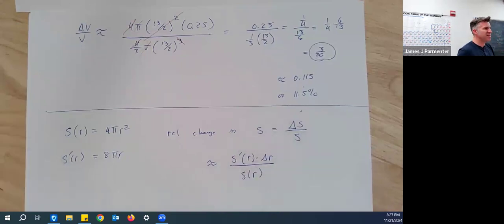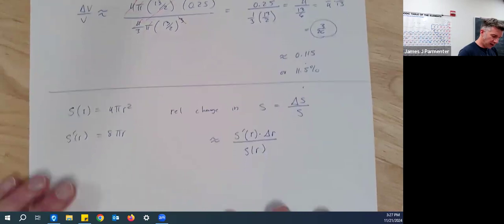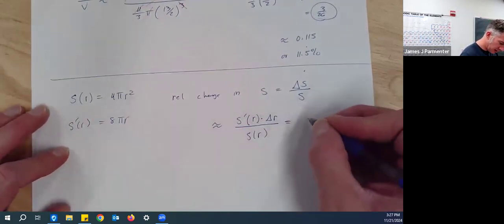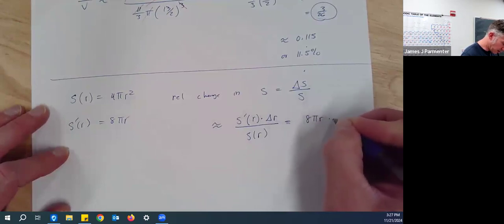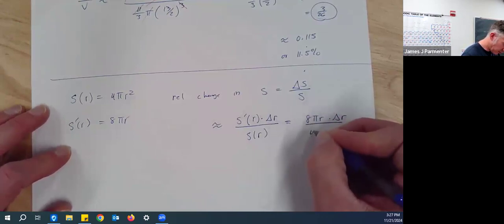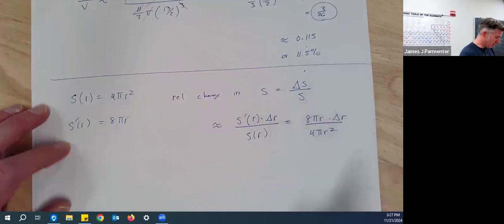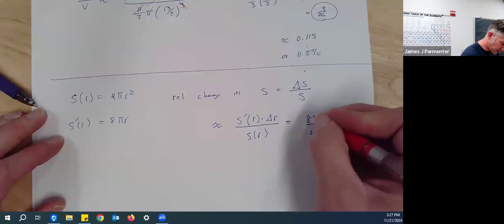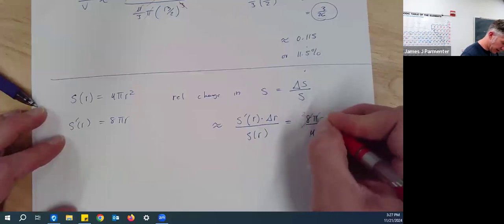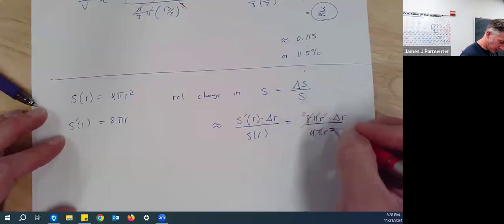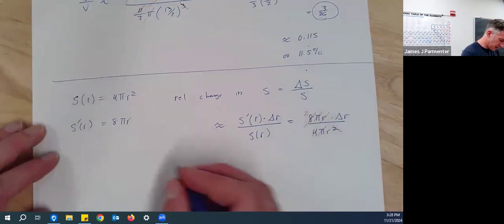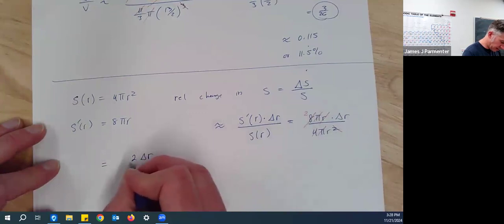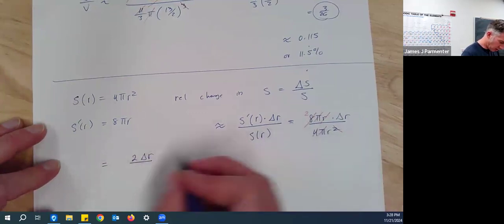I'm not plugging in numbers yet because it's inconvenient. So let's just write it out. So that's going to be the derivative 8 pi r times my delta r all over 4 pi r squared. And look, stuff cancels nicely. I should have done this first, the last one. And cancel a 4 here and a 4 here, and cancel a pi here and a pi here, cancel an r here and an r here. So then I can say that this is equal to 2 times delta r divided by r.